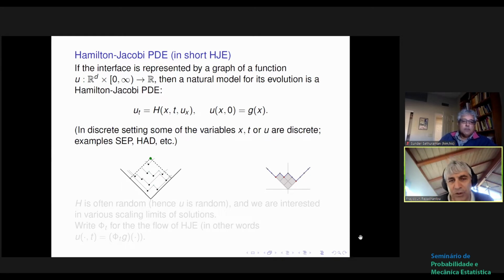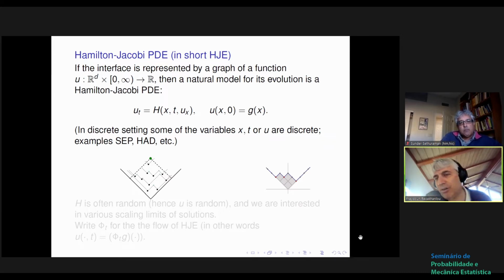So I took some pictures from the internet. On the left, you see simulations of the Hammersley-Aldous-Diaconis model interface. And on the right, you see the one for the exclusion process. For example, for the exclusion process, the position is discrete, the time is continuum, or you can choose it discrete also. There's a discrete variant of the exclusion process. And the height is also discrete, whereas for Hammersley-Aldous-Diaconis, x is in continuum, time is in continuum, but the height function is discrete. So these are variants of the Hamilton-Jacobi equation.